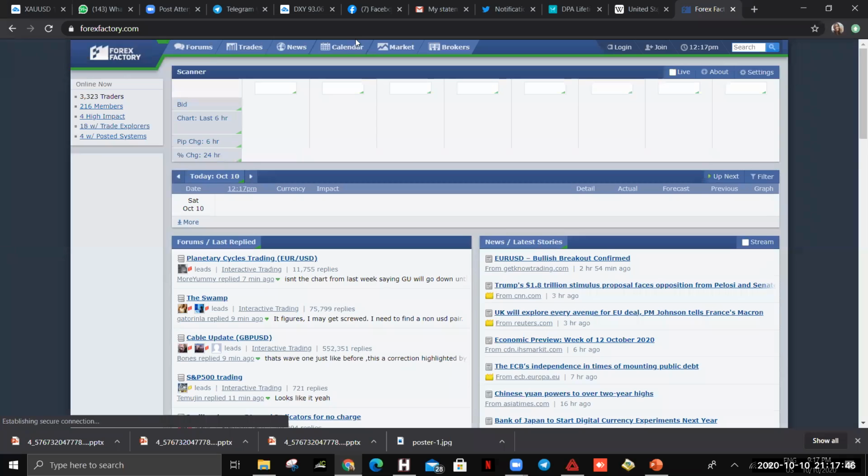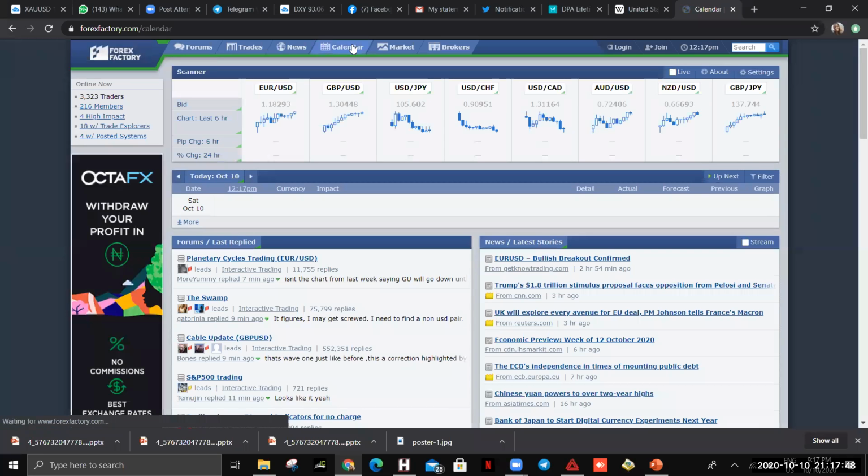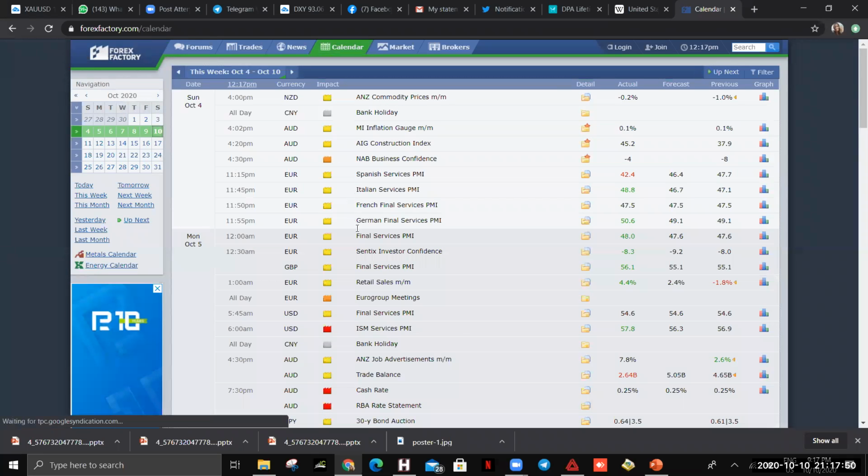This is Forex Factory. You come to calendar. It shows you, you can see all the things here. NZD, China, Australian dollars. The red envelope tells you that there's a major news.